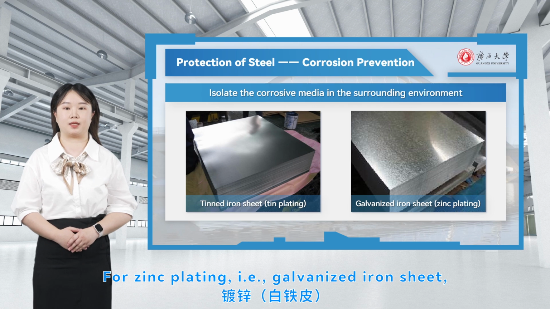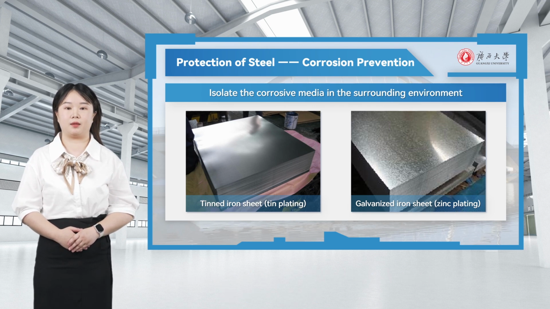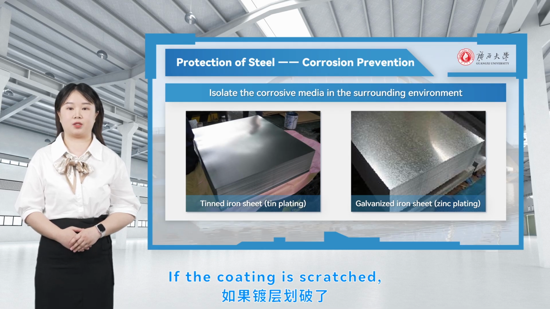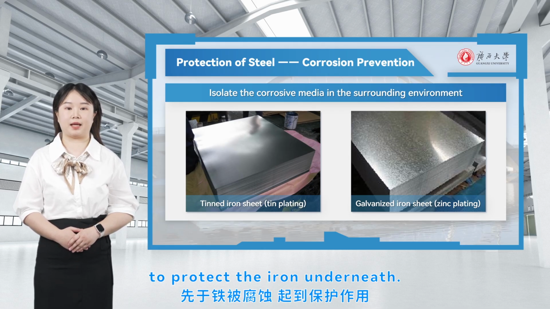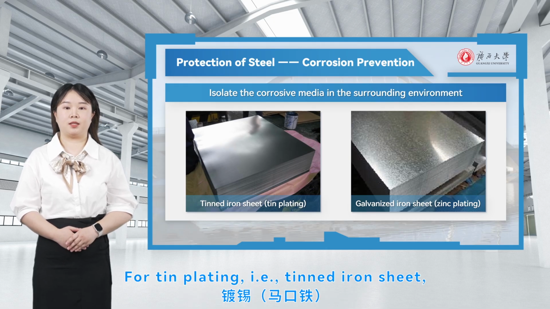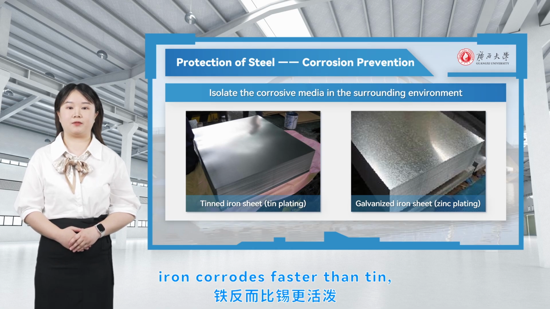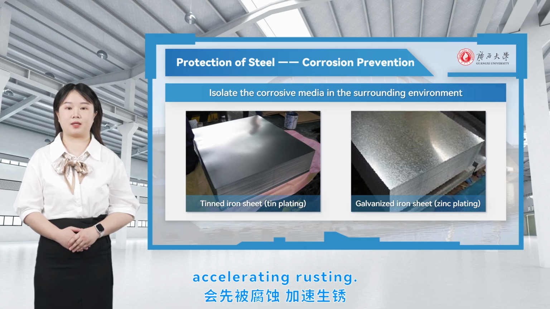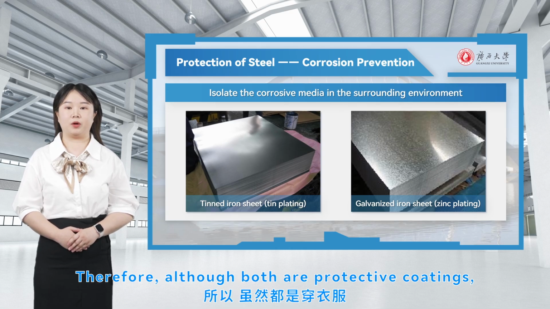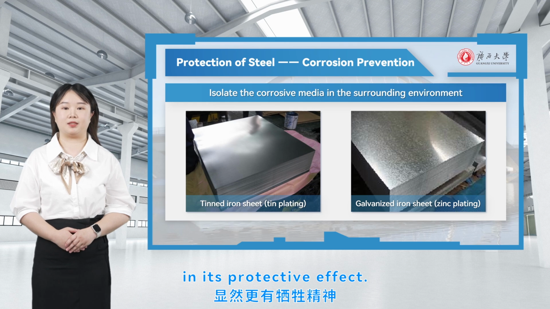For zinc plating, that is, galvanized iron sheet, zinc is more active than iron. If the coating is scratched, zinc will corrode first to protect the iron underneath. For tin plating, that is, tinned iron sheet, tin is less active than iron. If the coating is damaged, iron corrodes faster than tin, accelerating rusting. Therefore, although both are protective coatings, the galvanized layer is clearly more sacrificial in its protective effect.